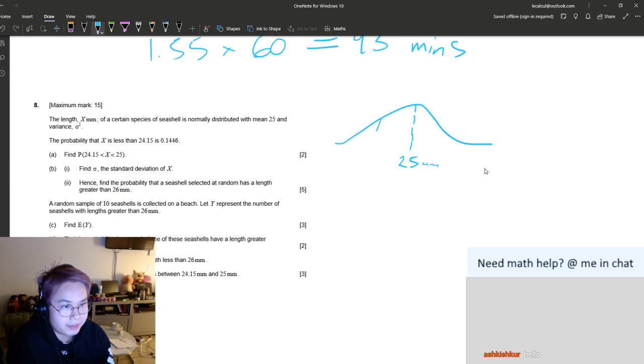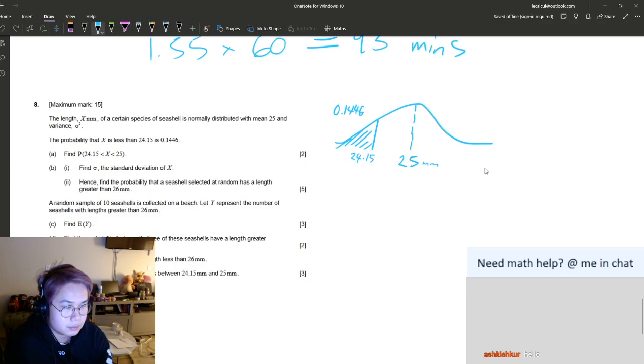So at the seashell length of 24.15, the probability that you select a seashell under this length is that area, which is 0.1446. Okay, and then we need to find the probability that your seashell might be in between 24.15 and 25. So they want you to find this probability.